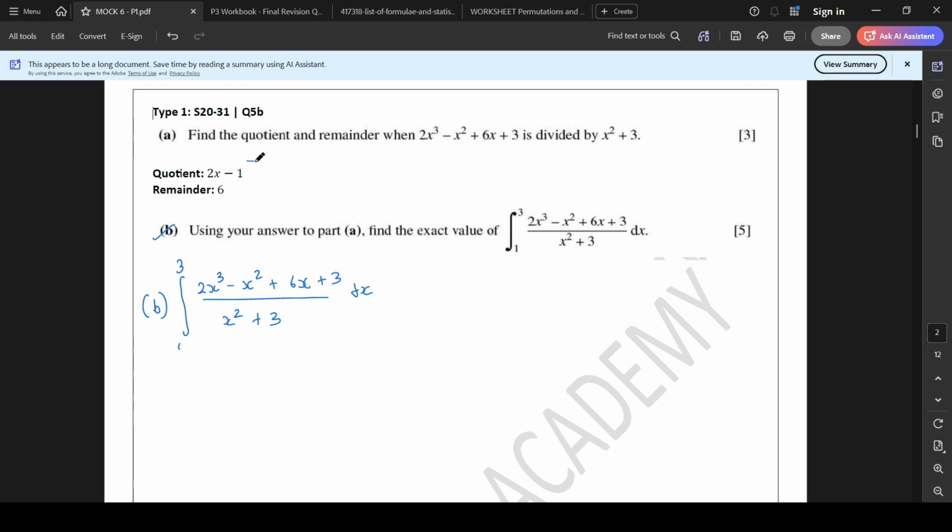Now we are supposed to utilize the answers of part A and find the exact value of this integration. Now clearly you can see that this part is in the numerator and this is in the denominator. So it's clearly the format where we can simplify this polynomial fraction into its simple format with the help of quotient, remainder, and divisor. I have already explained this to you.